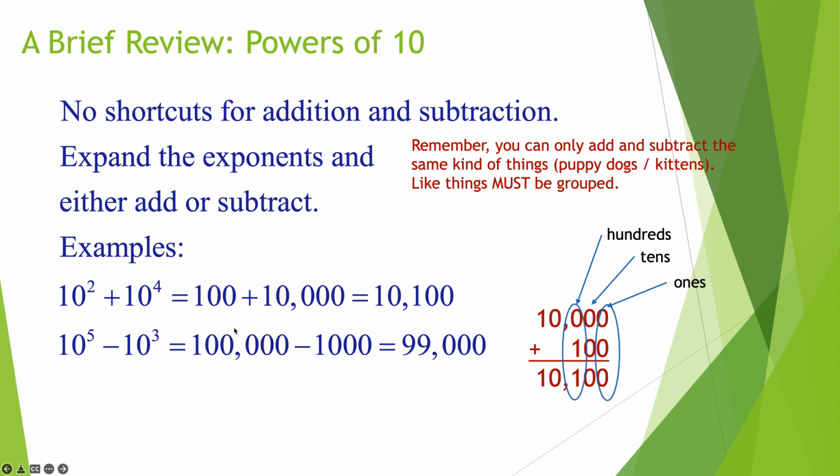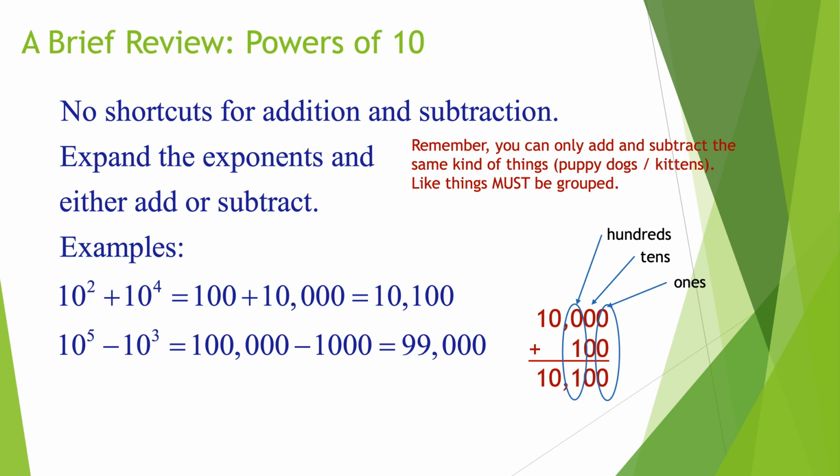That's why you have to literally add them, because if you don't do that, then you're not getting your puppy dogs with your puppy dogs, your kittens with your kittens. I'm sorry, I mean your ones with your ones, your tens with your tens, your hundreds with your hundreds. So that's why it is so important that we line those things up whenever we add or subtract. So we deal with addition and subtraction very differently than we do multiplication and division. Multiplication and division, we can just go at will, just start multiplying, dividing, do whatever you want.